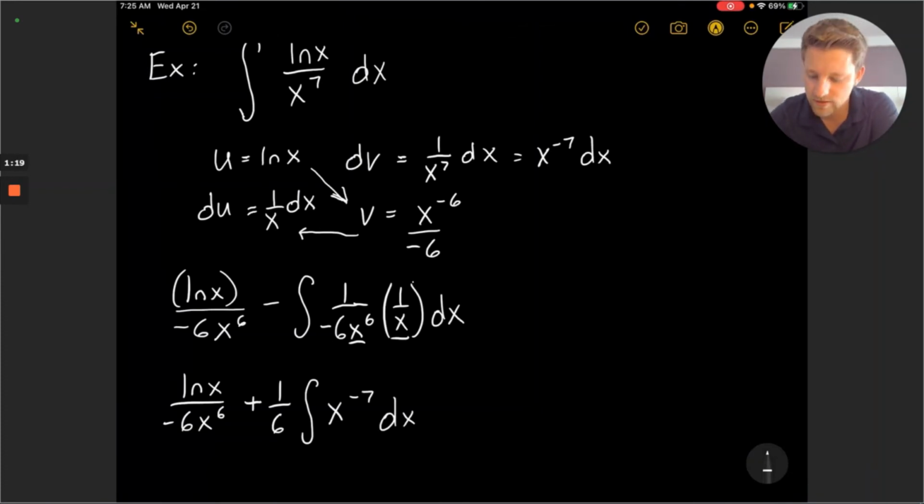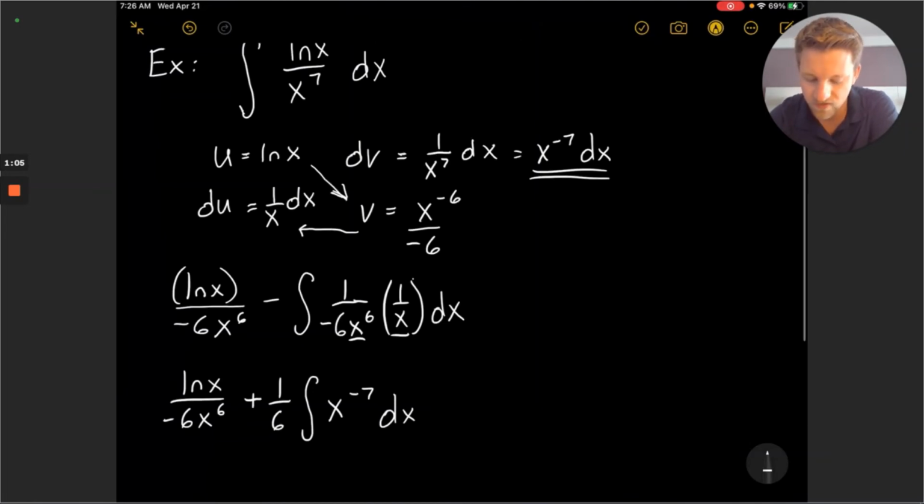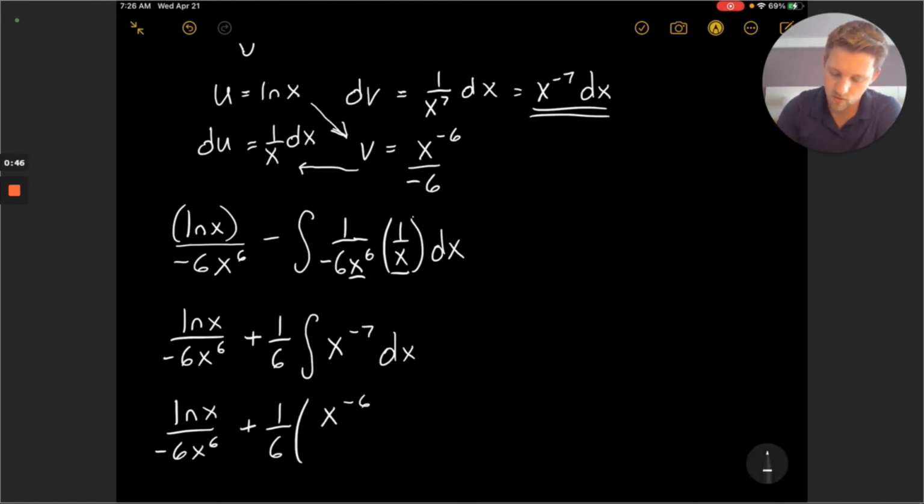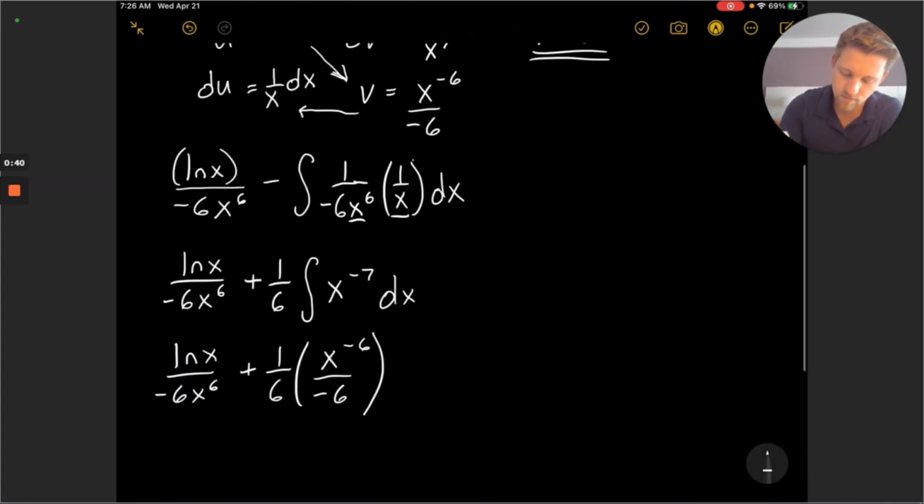But we'll notice that this is the exact same integral that I really took when I took the dv function. Notice up here, we have x to the negative 7th dx. So if I want to take the antiderivative of this, we already know that. That's our v function there. So we can rewrite this as natural log of x over negative 6x to the 6th, plus 1 over 6. And my integral as a whole, we know is going to be x to the negative 6 over negative 6. And then we'll add our plus c.